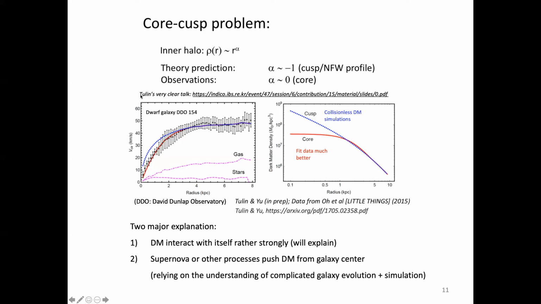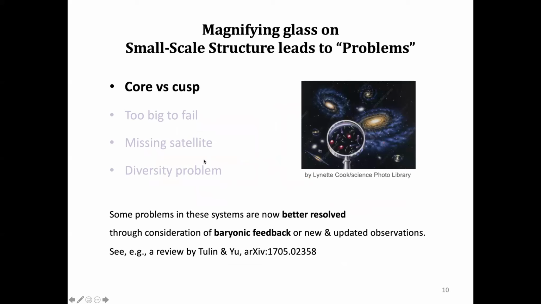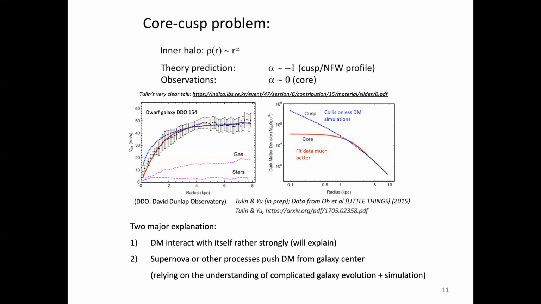And Sean has a very clear talk that goes through a lot of these previous problems that I showed you. So that's a very interesting talk. But the easiest one is this one. And there are two major explanations. One is dark matter self-interaction that is quite strong and can affect things inside. Basically it thermalizes things inside and smoothens the curve, meaning you can have things transporting momentum to core the profile, or basically make the profile much smoother.